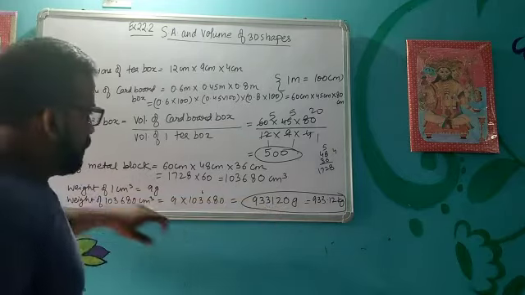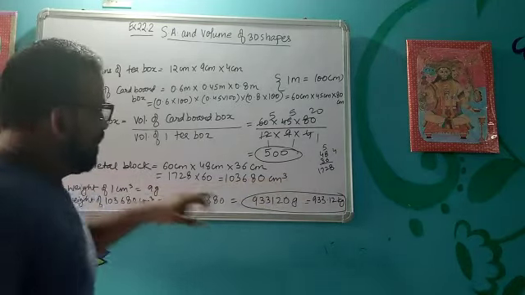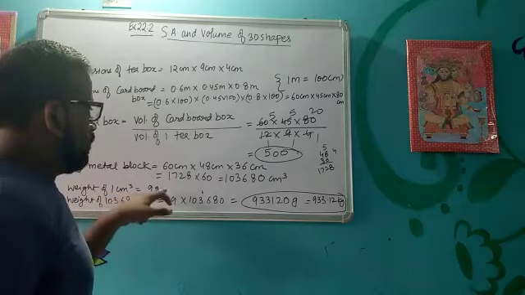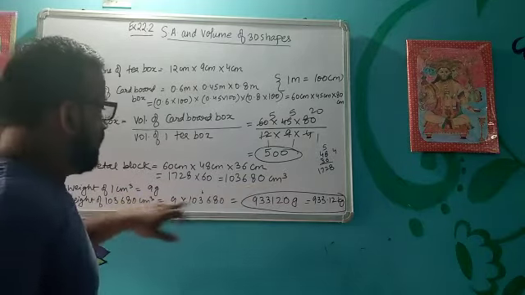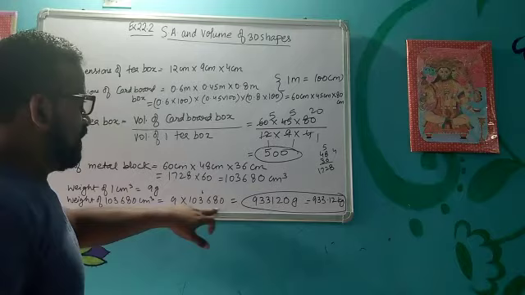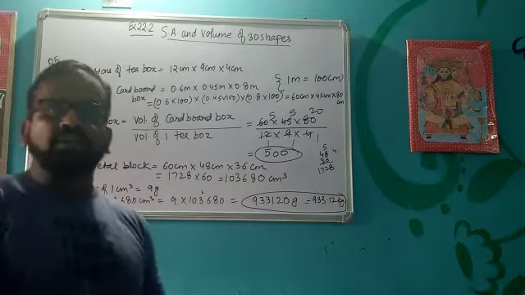So first we have calculated the volume of the metal block. Then the weight of 1 centimeter cube is given as 9 gram. So I have multiplied this whole volume by 9. So I got the answer as 9,33,120 gram.